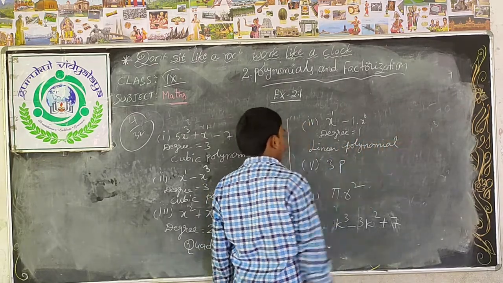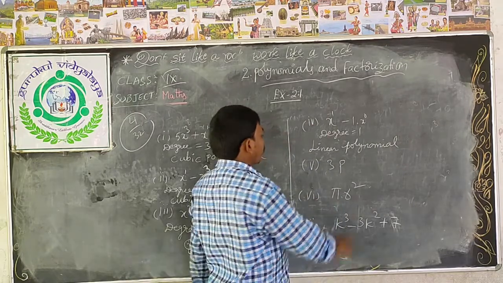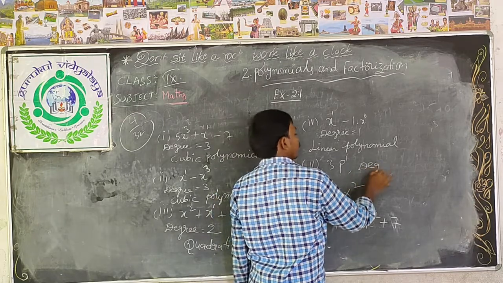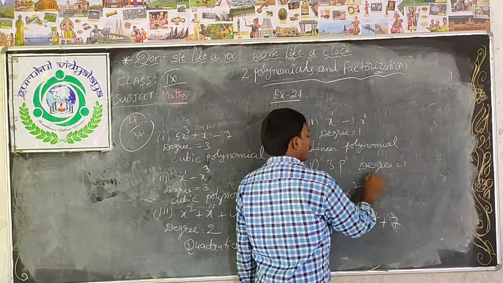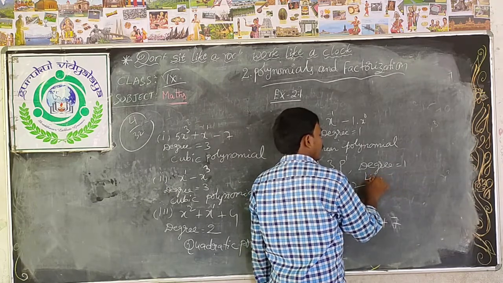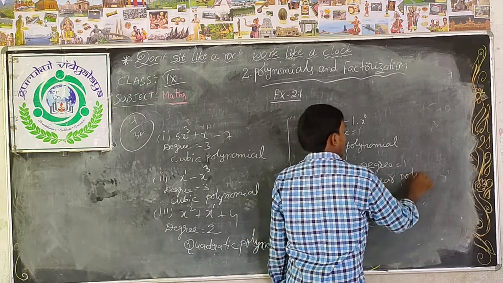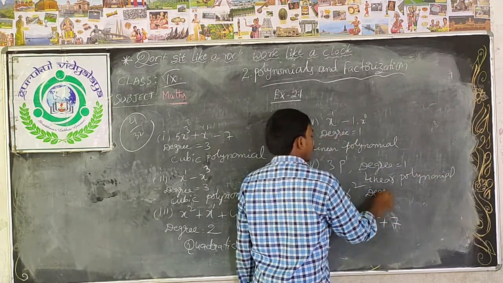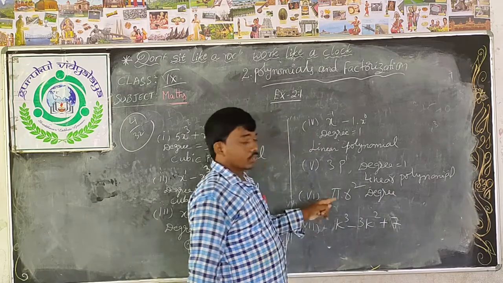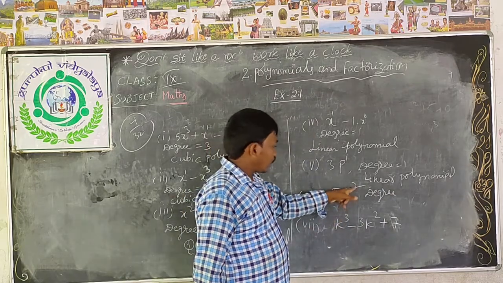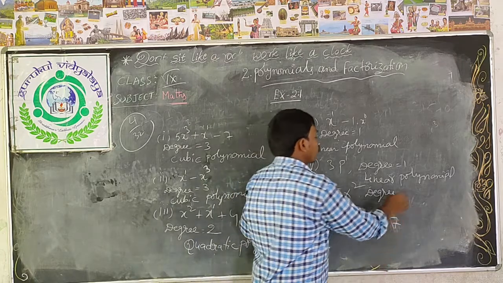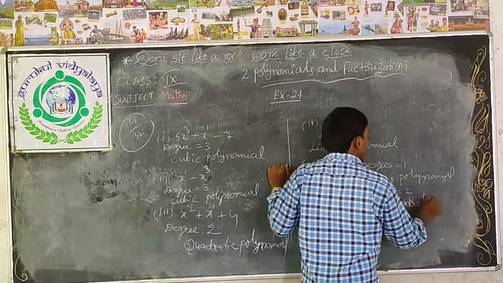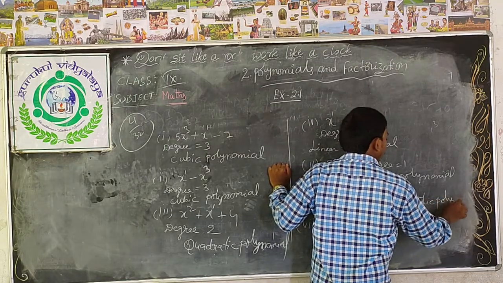3p. What is the power of p? 1. There is no number, so the power is 1. So degree is 1. It is called a linear polynomial. This one, children, pi r square. What is the variable? r. What is the power of r? 2. So degree 2, it is called a quadratic polynomial.